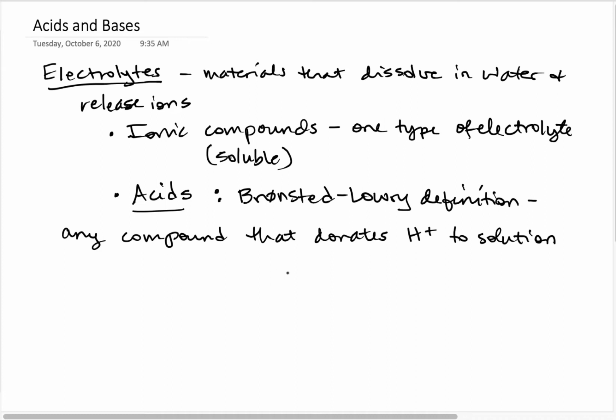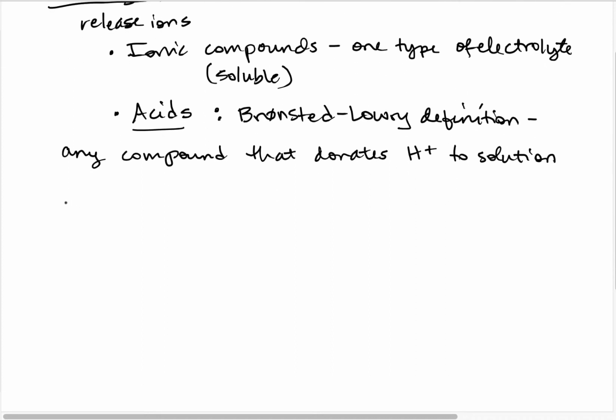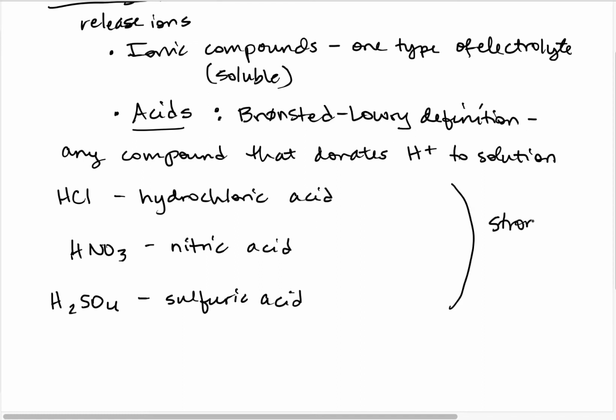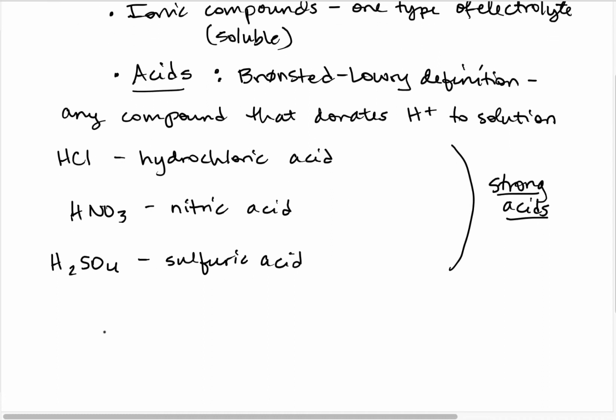So let's look at a couple of examples of these. Some examples of acids you've probably heard of. HCl is called hydrochloric acid. And HNO3 is called nitric acid. Another familiar one is H2SO4, which is sulfuric acid. And these are three examples of strong acids in particular.